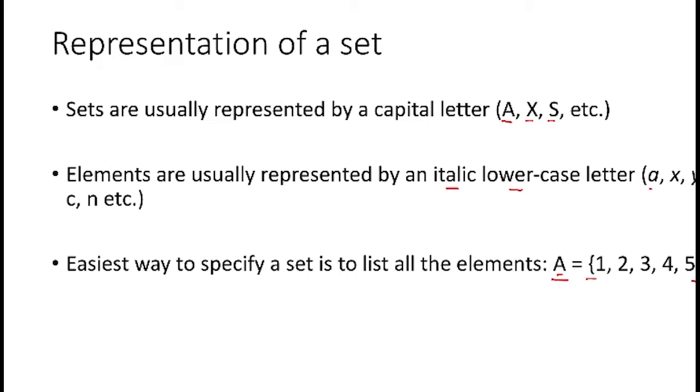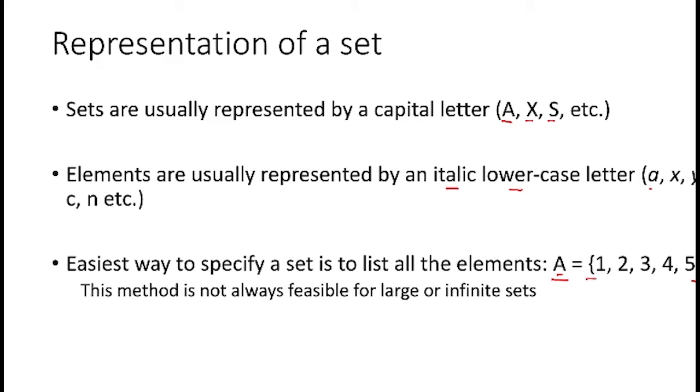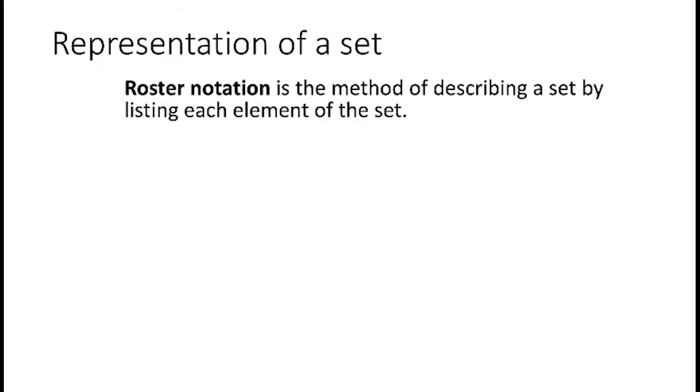But when we have to go for infinite sets, like real numbers or natural numbers, going up to infinity, we would have to write down all the numbers. That's not possible, so we have to represent sets in different forms. The first method is known as roster notation.